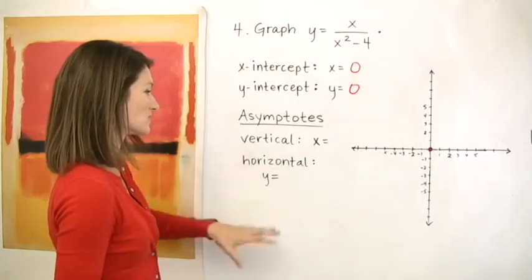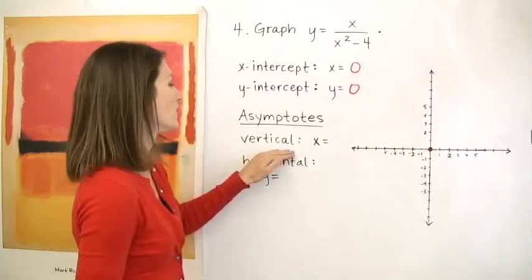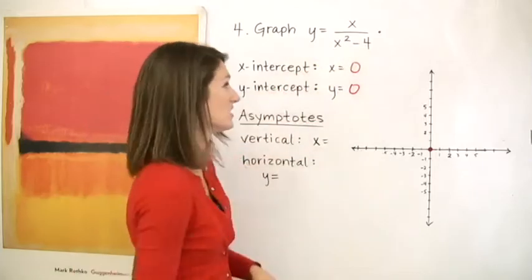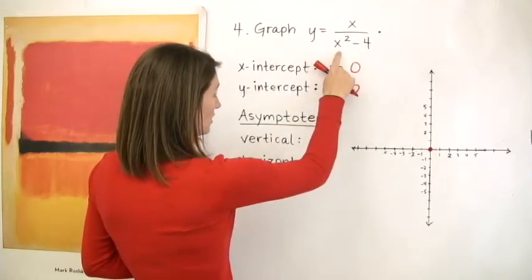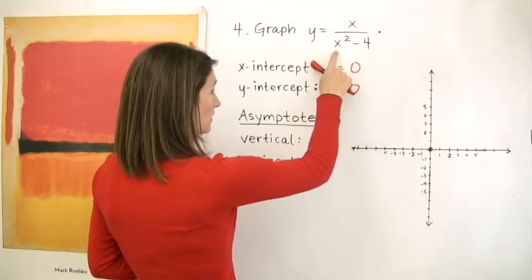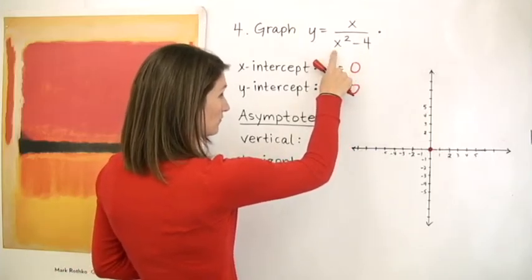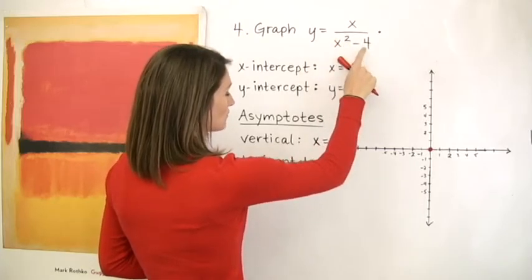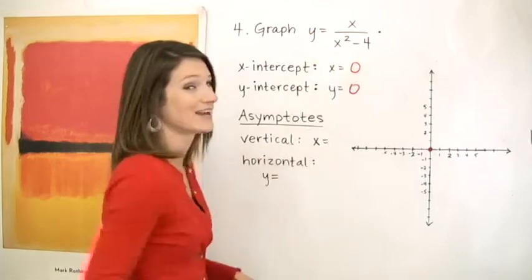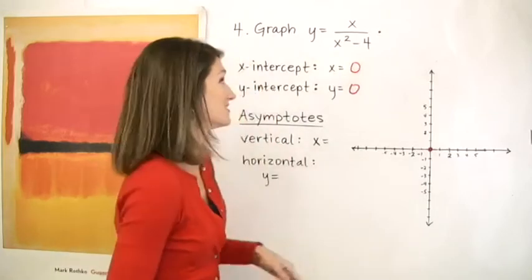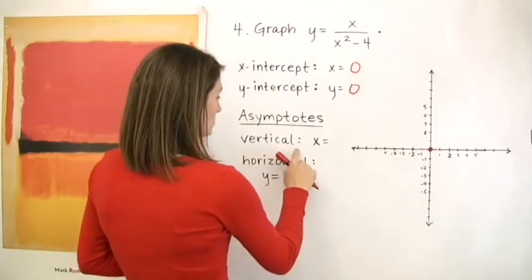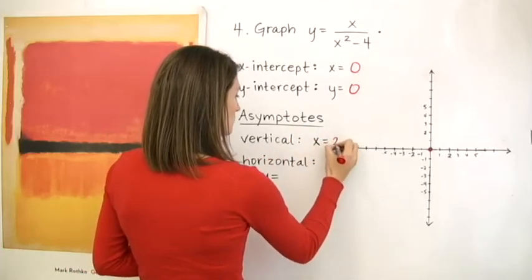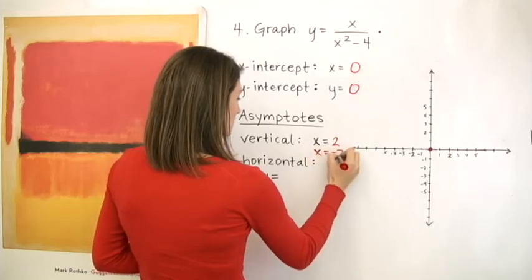Now for our asymptotes, our vertical asymptote occurs when we have a value of x that makes this function undefined. So if we look at our denominator here, we have x squared minus 4. We know if we plug the value for 2 in for x, we get a value of 0 because 2 squared is 4 minus 4 is 0. We could also plug in negative 2 for x and get 0 as well. So our vertical asymptote, actually we now have two vertical asymptotes at x equals 2 and x equals negative 2.